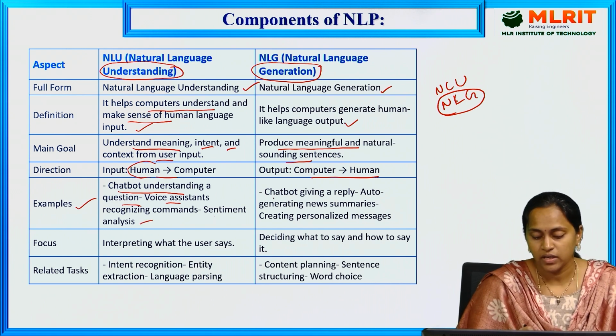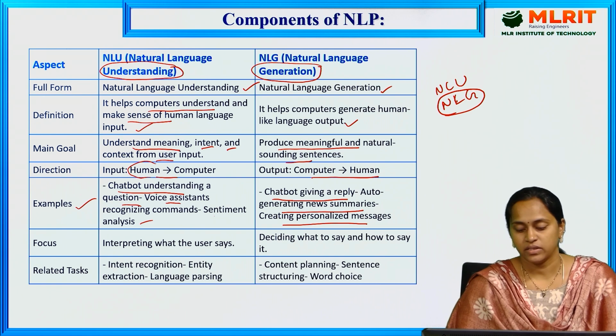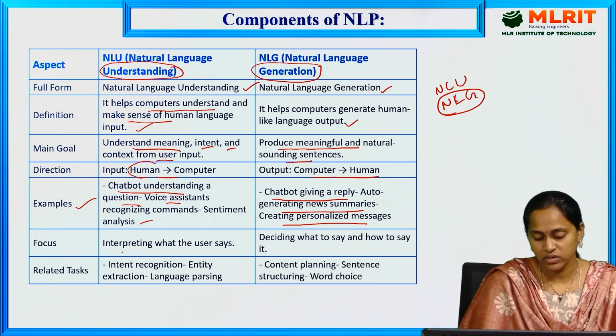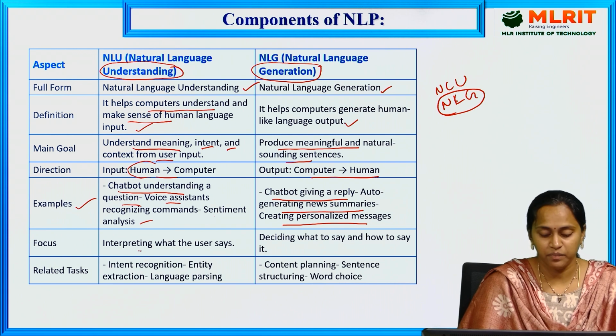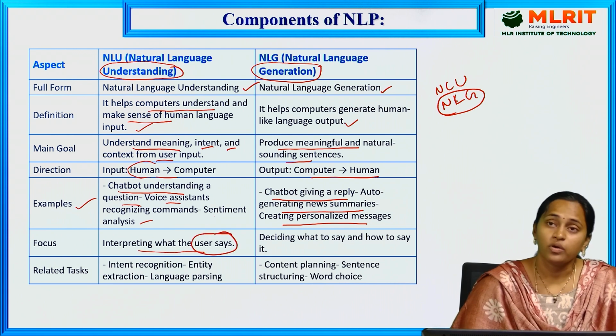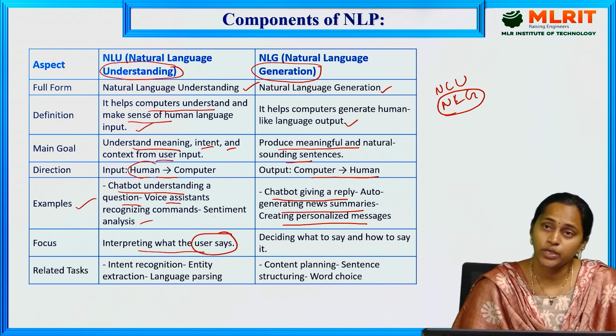Next, coming to natural language generation: a chatbot giving a reply, auto-generating news summaries, and creating personalized messages, right? The chatbot replies to the human in language from machine-readable data. NLU mainly focuses on interpreting what the user says. Exactly, this is the key point: what exactly the user says. That means what the human speaks, right?